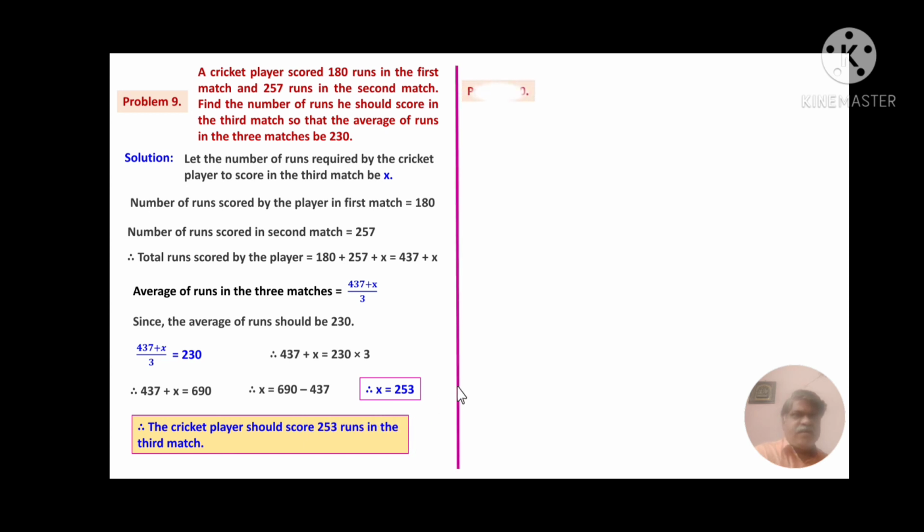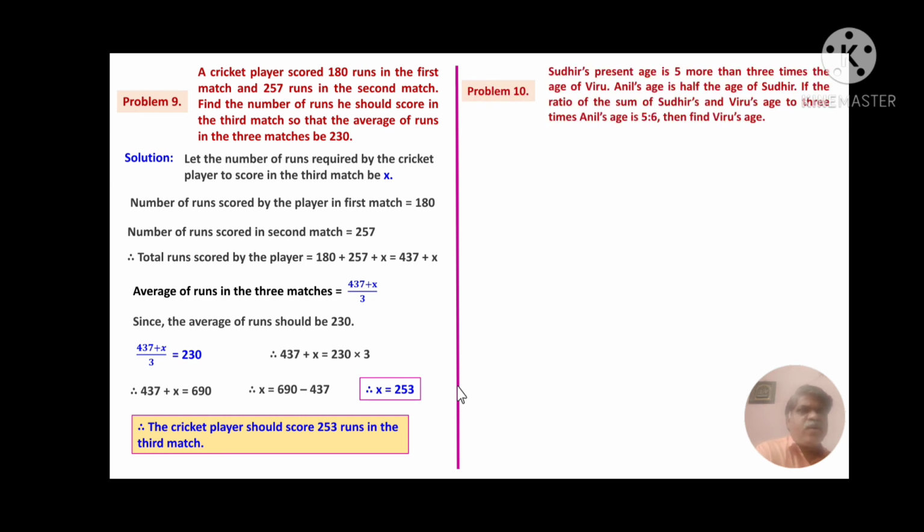So friends, let us try for this problem number 10. Sudhir's present age is 5 more than 3 times the age of Viru. Anil's age is half the age of the Sudhir. If the ratio of the sum of Sudhir's and Viru's age to 3 times the age of Anil is 5:6, then find the Viru's age.